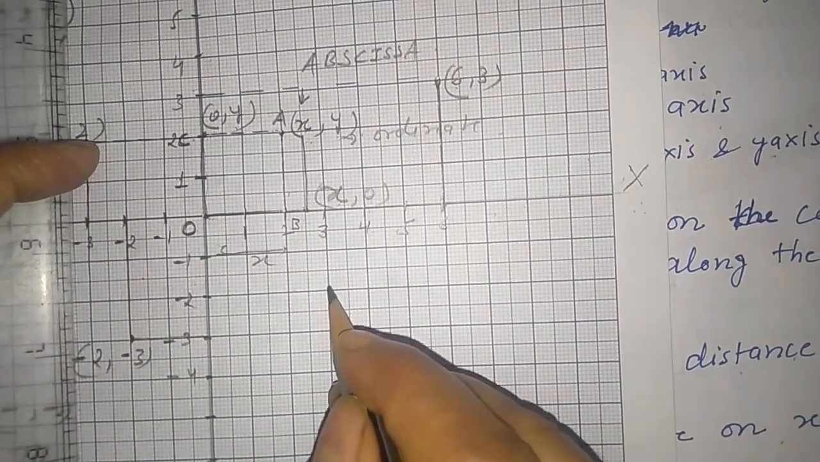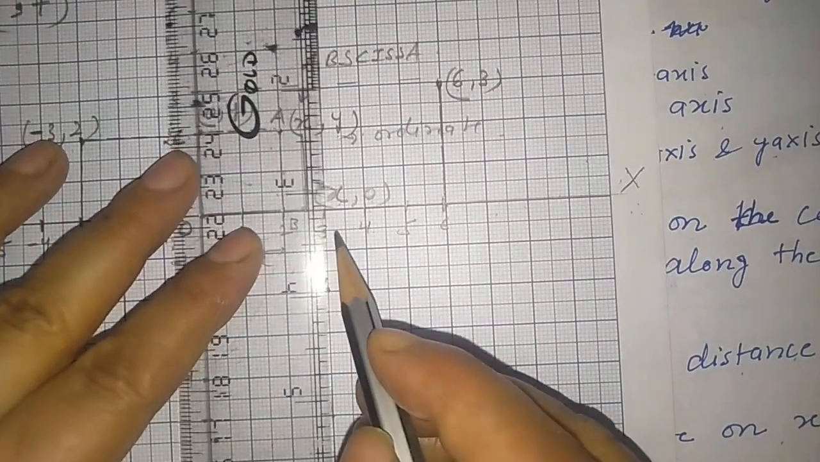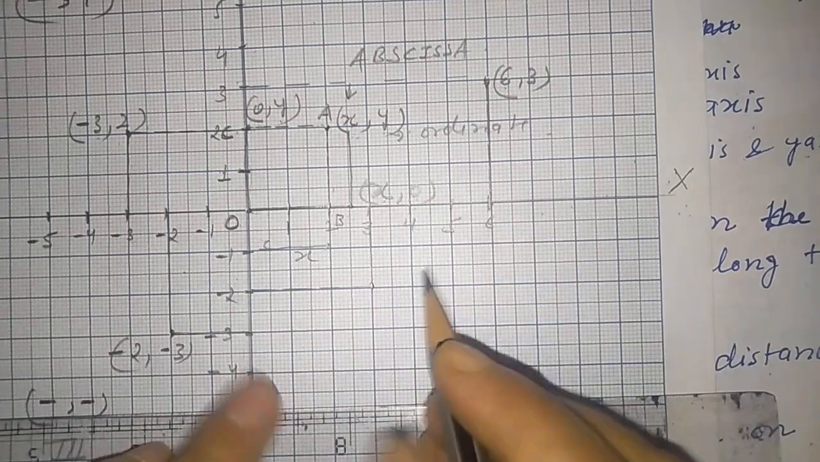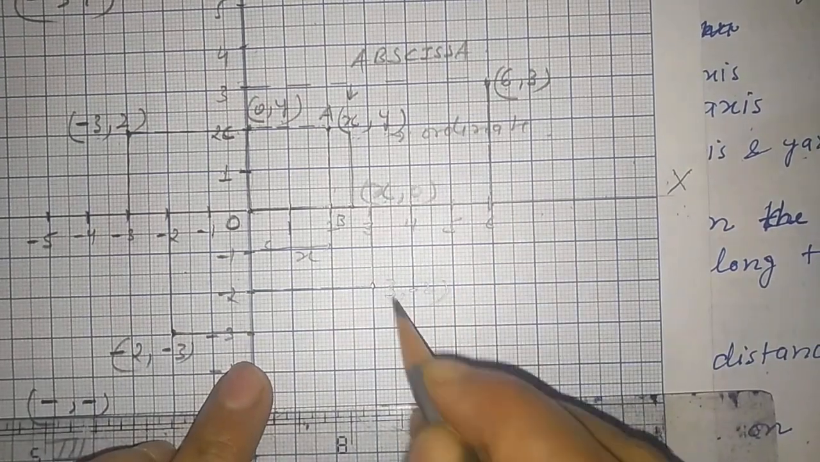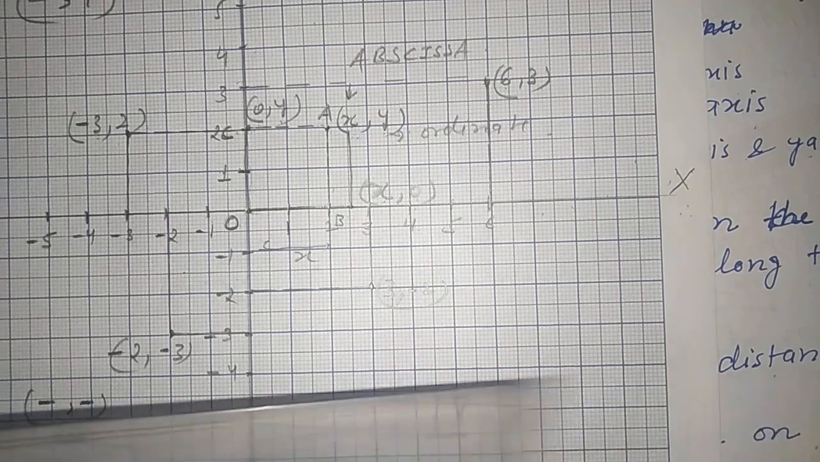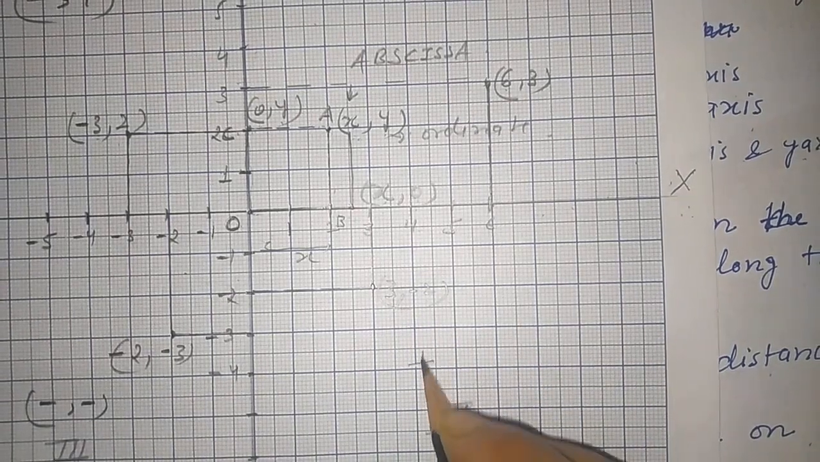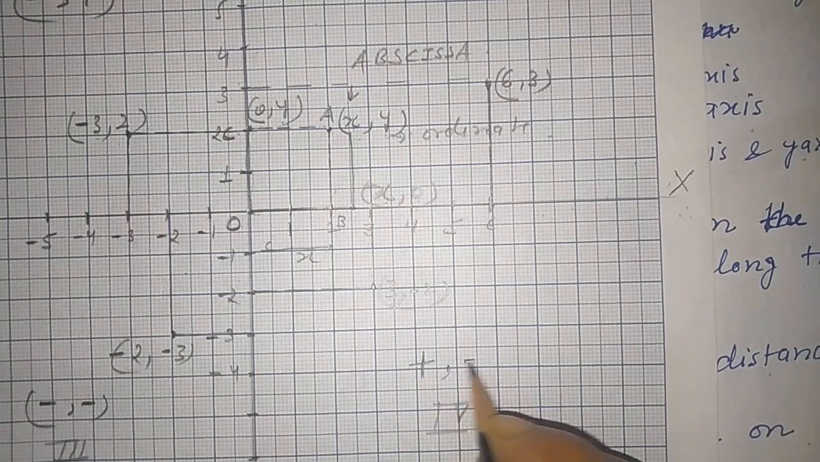Now the last quadrant is there. In this quadrant, suppose we have this point. At this point we have 3 and -2. So this point is 3 and -2. So x positive, y negative. So here it will be plus and minus.